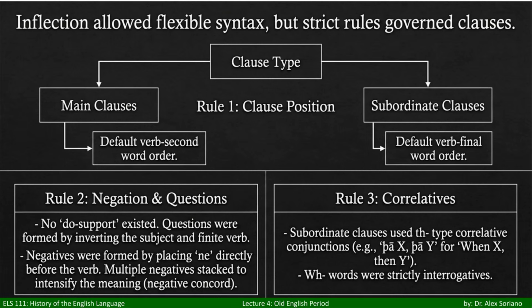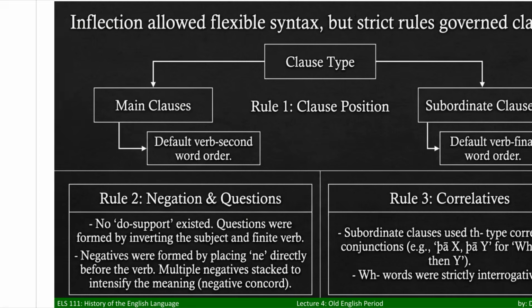Negation worked by placing ne directly before the verb, and multiple negative words could stack in one sentence purely to intensify the meaning, a pattern linguists call negative concord, still standard today in languages like Spanish and French. Rule 3: Correlatives. Subordinate clauses use paired conjunctions beginning with thā, like thā x, thā y, meaning when x, then y. And hwā-words were strictly interrogative, used only for asking questions, not yet doing the job modern English who or which does when connecting clauses.